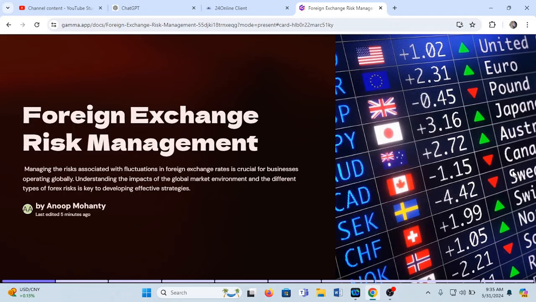Now, managing the risk associated with fluctuation in foreign exchange rate is crucial, and businesses operating globally have to do it, because global market conditions are very dynamic. They change overnight, they change hourly, they change minutely. So you don't have any control on the same. The central bank of any one country cannot control this for long.